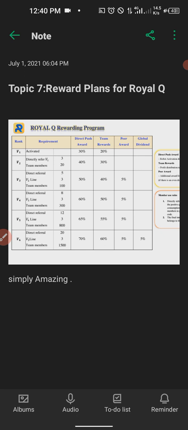And you need to have a total of 100 people in your team. So you need to have at least 5 direct referrals. Out of these 5 direct referrals, at least 3 of them should come to be in the same rank with you, V2, V2, V2. And you need a total of 100 people in your team. Then you can now rank V3.